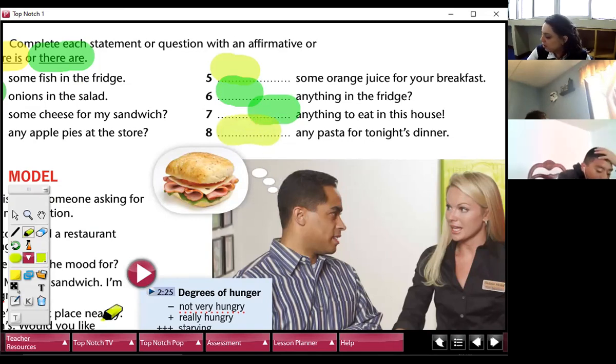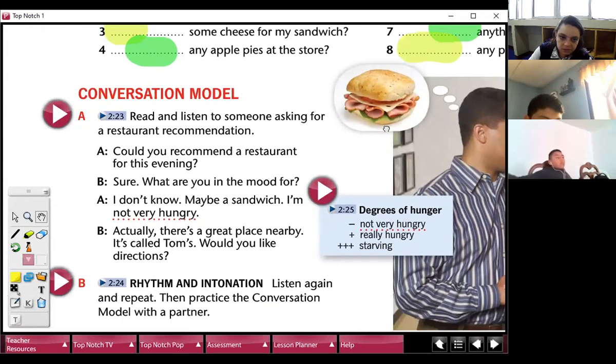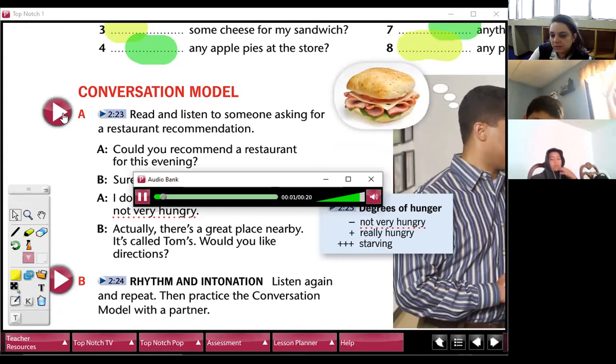Okay, so then it says conversation model. Let's read the conversation model, okay? And let's work with that. It's on this part, conversation model. Listen. Read and listen to someone asking for a restaurant recommendation.